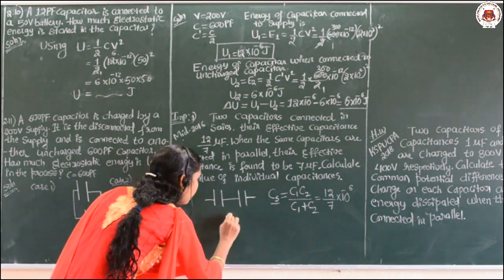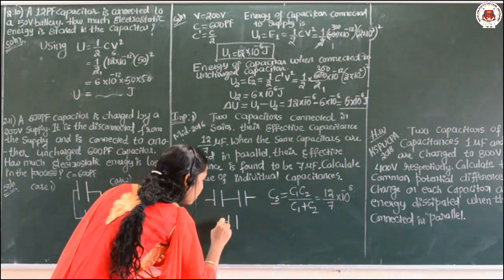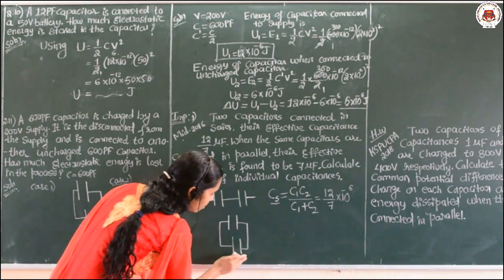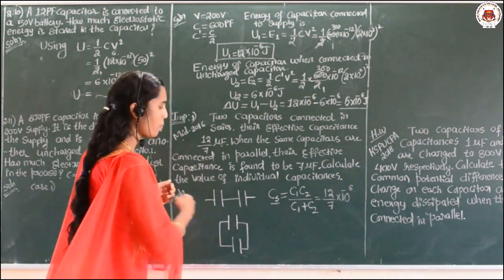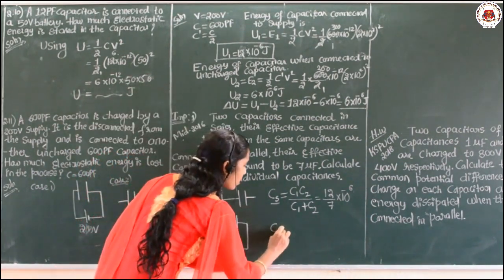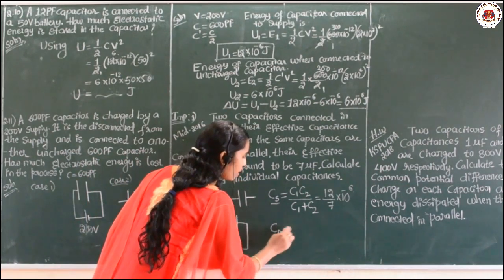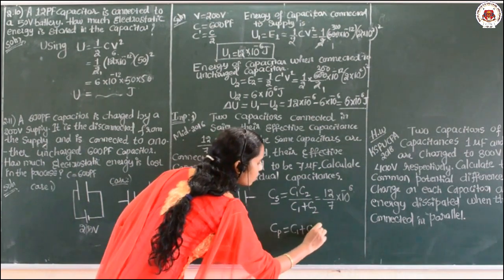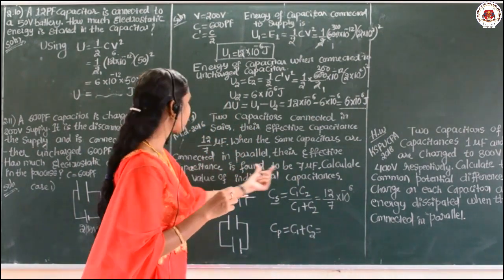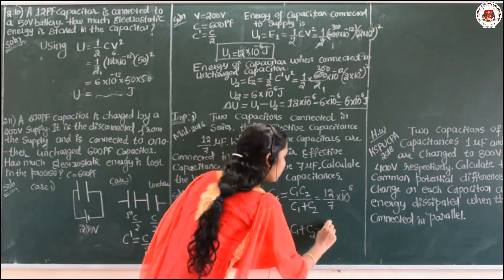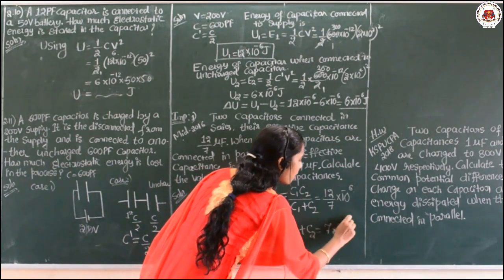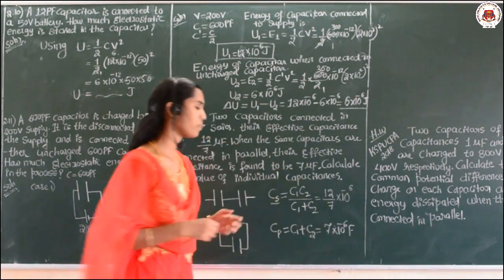Then when the same capacitors are connected in parallel, our combination will change. Yes? So this is our combination. During this, what is my formula? Cp, the effective capacitance, equals C1 plus C2, which is equal to what answer is given here? It is 7 microfarad, that is 7 times 10 to the power minus 6 farad.